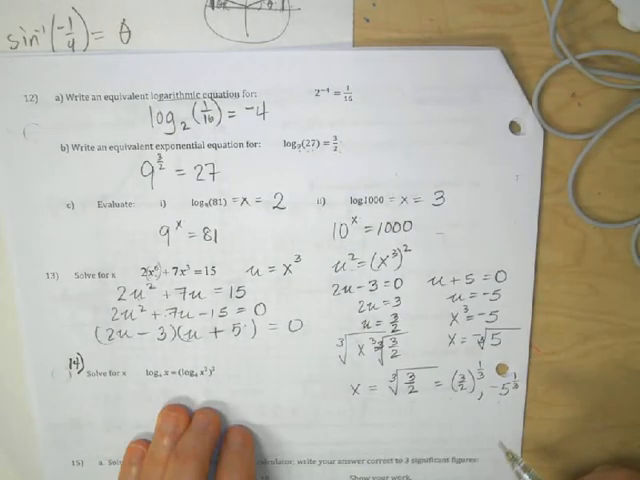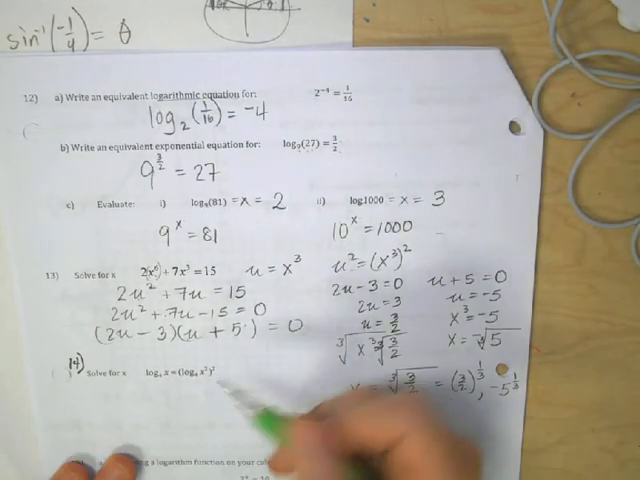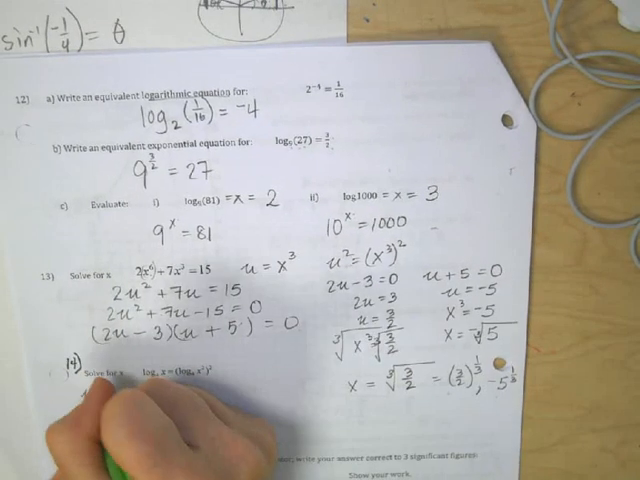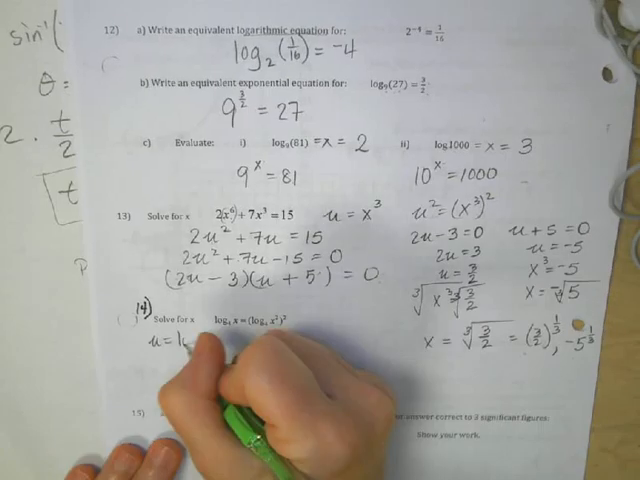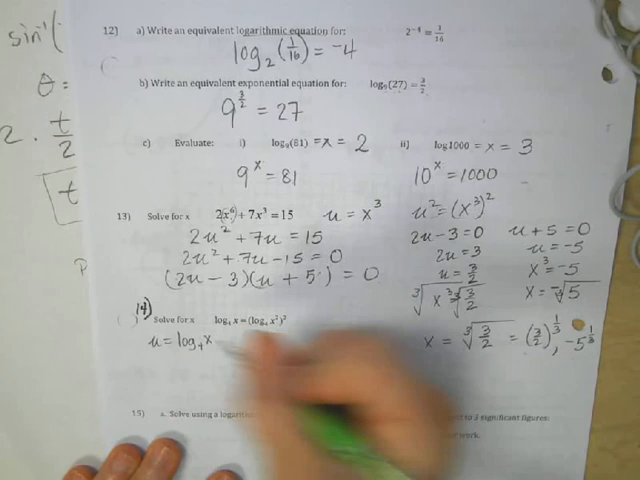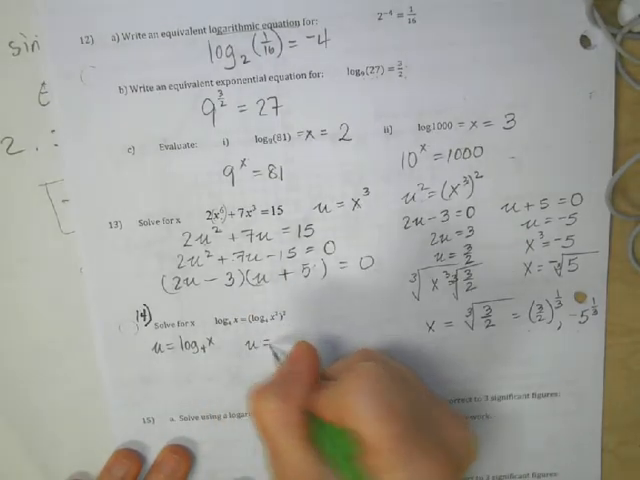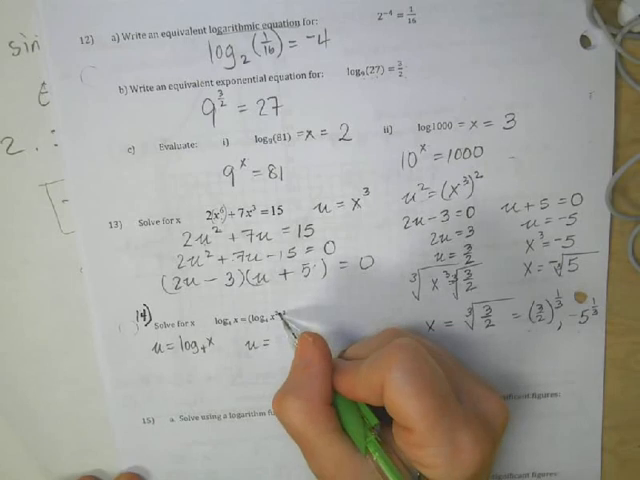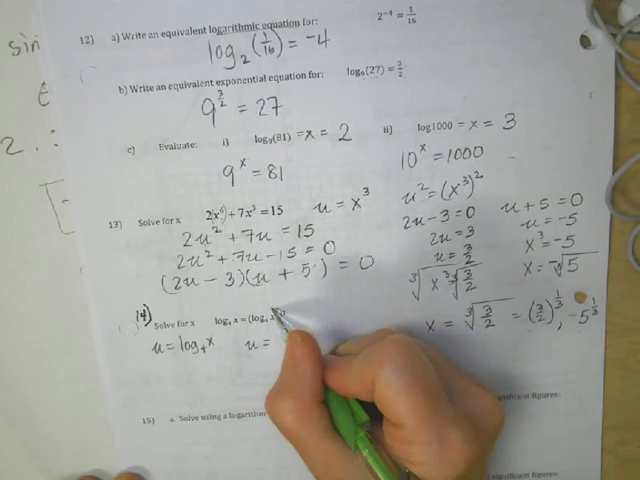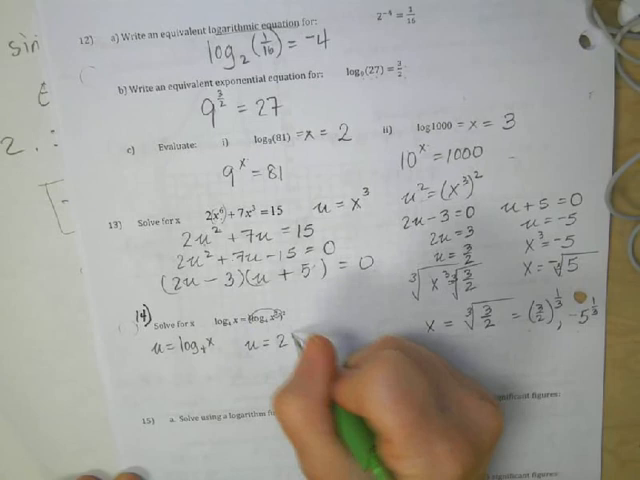Okay, so there's two answers there, 1 and 2. So that's using substitution. Okay, so this one I can also solve using substitution. I'm going to let u equal log base 4 of x. So this is going to be u is equal to, okay, what have I got here?